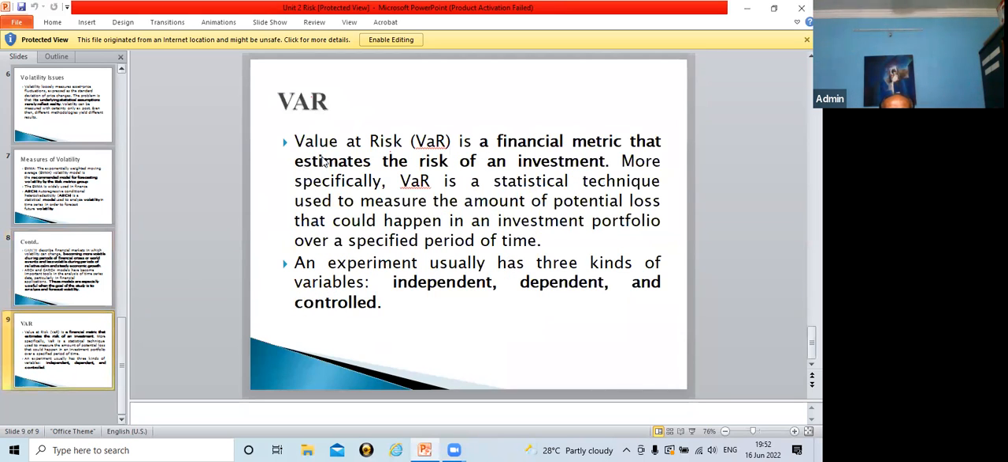VAR stands for value at risk. V stands for value, A for at risk. This is also one of the financial metrics. It is a financial metric that estimates the risk of an investment. For a particular investment, what is the risk involved is estimated through this financial metric. So VAR is a financial metric. Please remember, what is VAR?